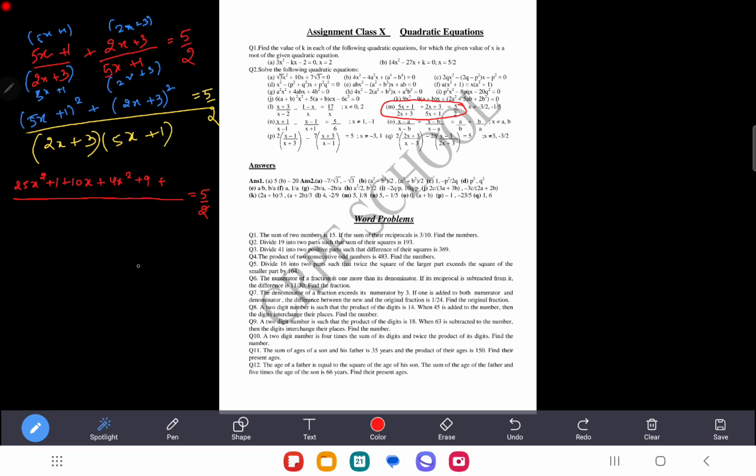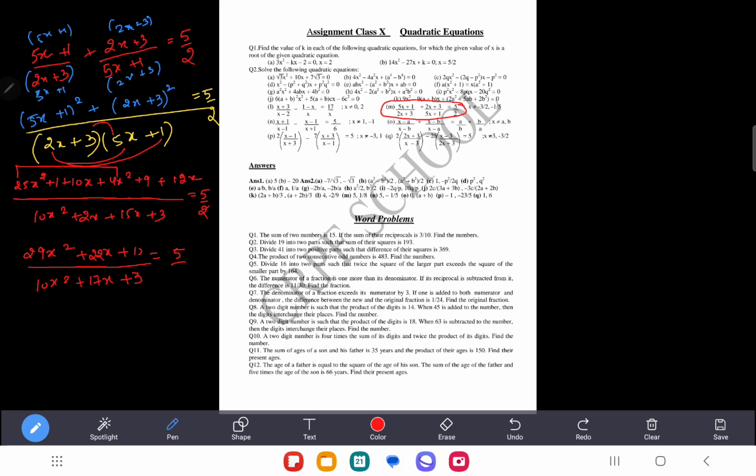No. a square plus b square plus 2ab. Where is 2ab? So 2ab shall become 10x here, and 12x there. Here it is going to become 10x square plus 2x plus 15x plus 3. So I would have 25x square plus 4x square. So that shall become 29x square plus 22x plus 10 over 10x square plus 17x plus 3, right? Is equal to 5 over 2. Exactly. And that is going to become 5 over 2.